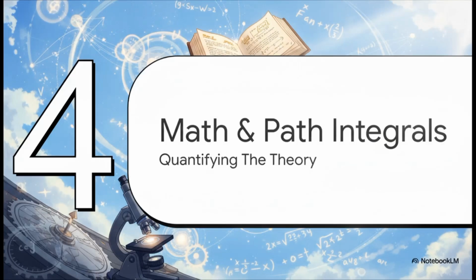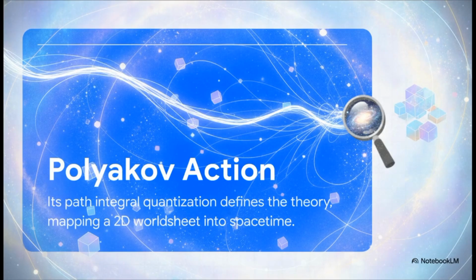Let's transition to Section 4, Math and Path Integrals. We're going to pop the mathematical hood and see how this theory actually works. So the absolutely crucial point here is that bosonic string theory is defined mathematically by the path integral quantization of the Polyakov action. I know, that sounds dense, but in the simplest terms, imagine a string moving through time. As it moves, it sweeps out a 2-dimensional surface called a world sheet. The Polyakov action basically contains a field on this world sheet that describes exactly how the string is embedded into that massive, mind-bending 25 plus 1-dimensional spacetime we were just talking about.